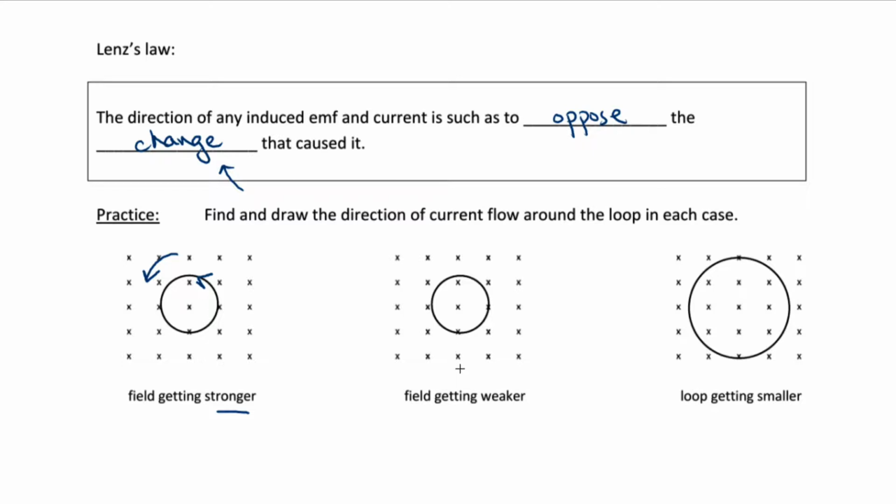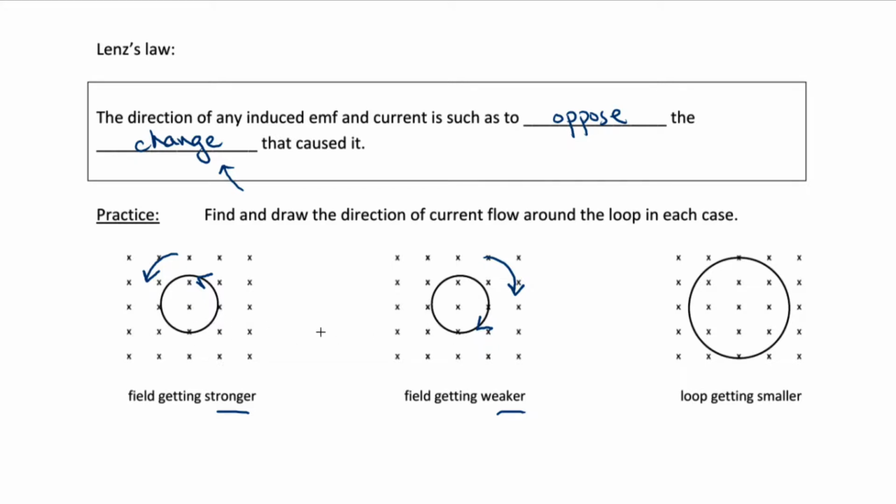In order to oppose that change, as Lenz's law states, we actually need to reinforce the field into the page because it's getting weaker. To do that, using the right hand rule, we point our thumb into the page, and pointing our right hand thumb into the page leaves our fingers coiling in this direction now, clockwise, meaning that the induced current in the loop must be going clockwise in order to oppose the change, the weakening, that is inducing the current in the first place.